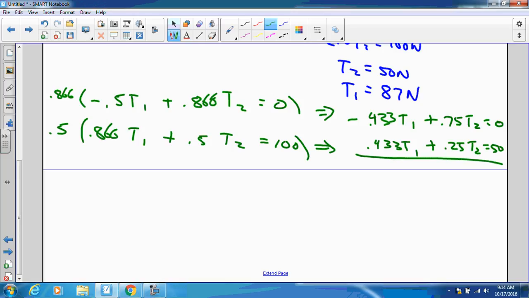Notice that I have to check that these guys are equal to opposite. They add up to 0, and I get, there's my coincidence again. So that I get T2 is equal to 50 newtons, and then I can plug that value of 50 newtons back into either equation, and I will find in both cases that T1 is 87. And that's good.